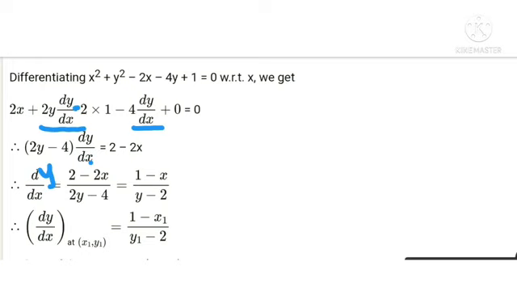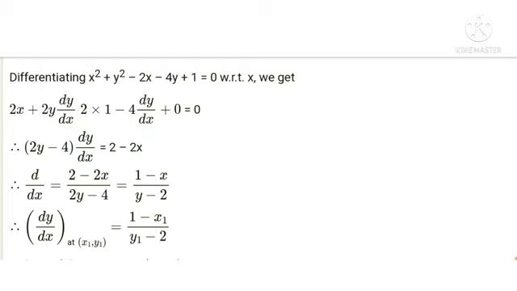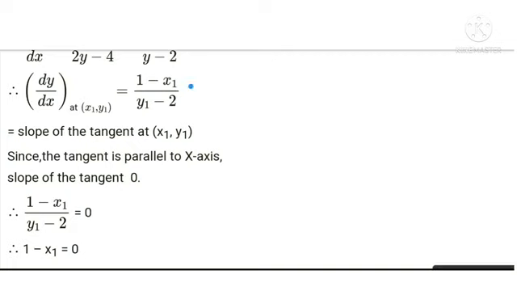Take 2 common, the 2 gets cancelled. See here in this step, take 2 common: 1 minus x upon, take 2 common, y minus 2. The 2 gets cancelled, so 1 minus x upon y minus 2. So you find dy by dx at (x1, y1) as (1 minus x1) upon (y1 minus 2). This is the slope. Okay, but the tangent is given as parallel to x-axis.